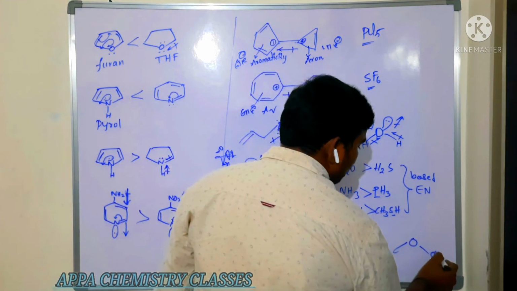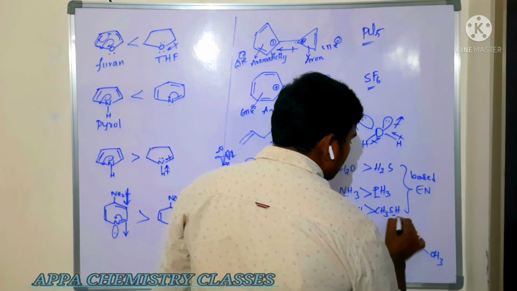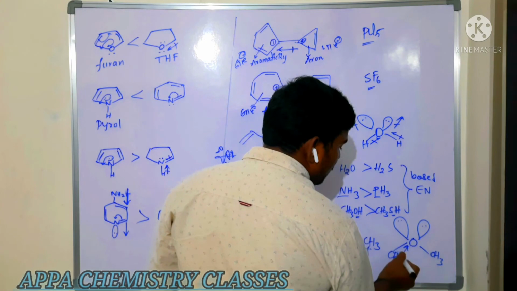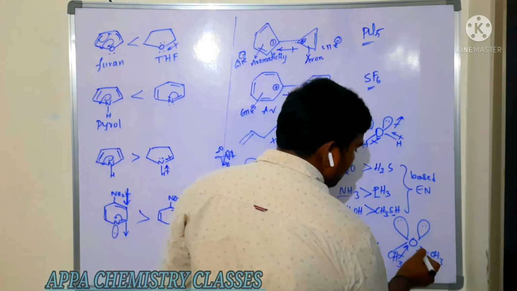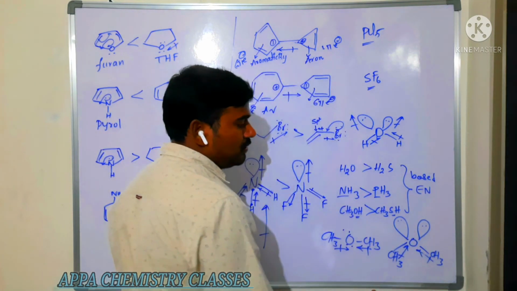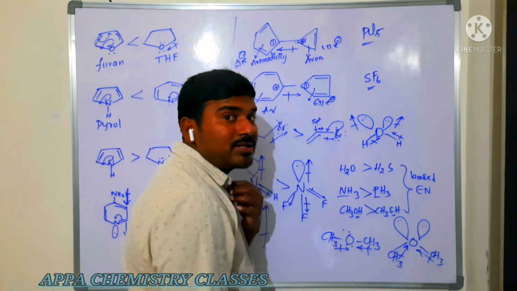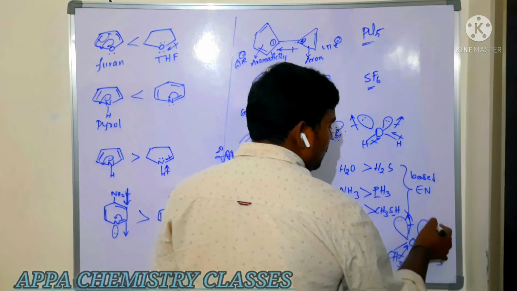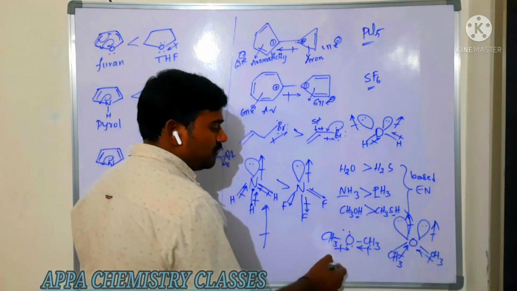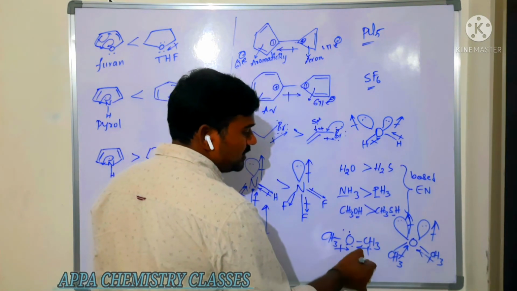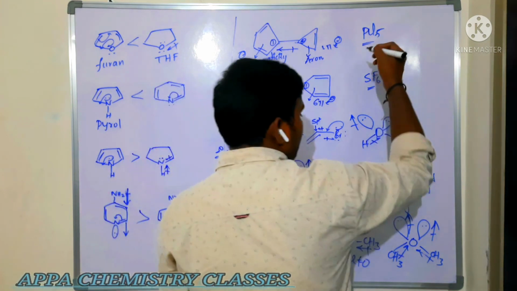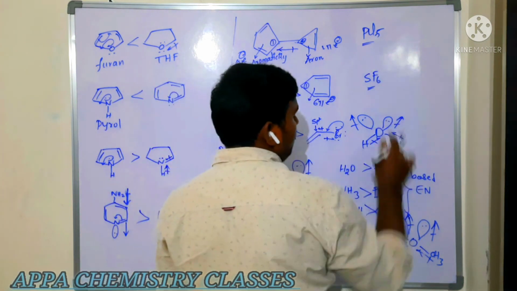So here two methyl groups are there, and it has two lone pairs of electrons. These methyl groups are electron releasing groups. And also you can compare the electronegativity compared to carbon: oxygen will have more electronegativity, so it moves in that direction. So the resultant dipole moment will be upward. So it is not equal to zero. It is a polar molecule.